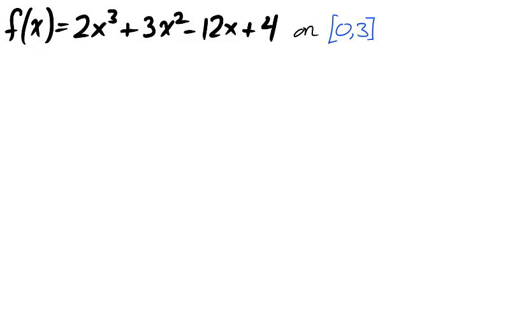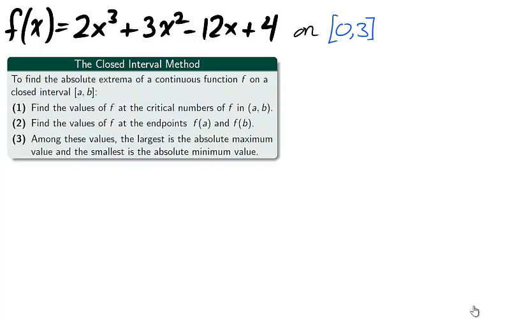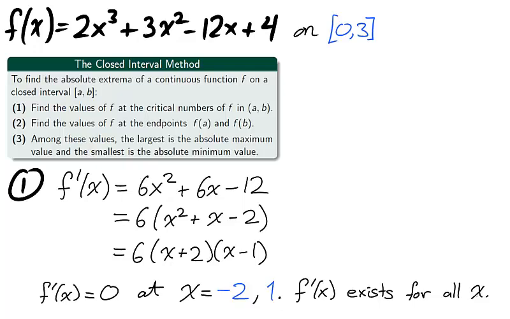Take, for example, the polynomial f defined on the closed interval [0, 3]. As polynomials are always continuous, and we are on a closed interval, the extreme value theorem guarantees an absolute maximum and minimum value in the interval [0, 3]. The first step of the closed interval method is to find critical numbers in the interval. We take the derivative of f and factor.